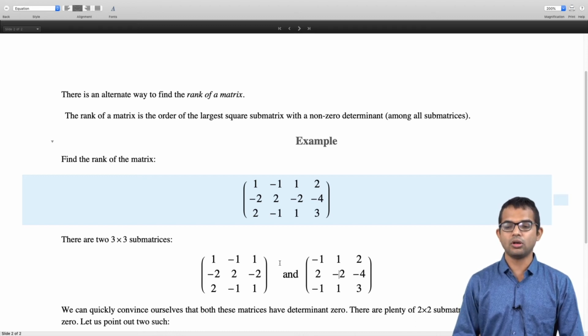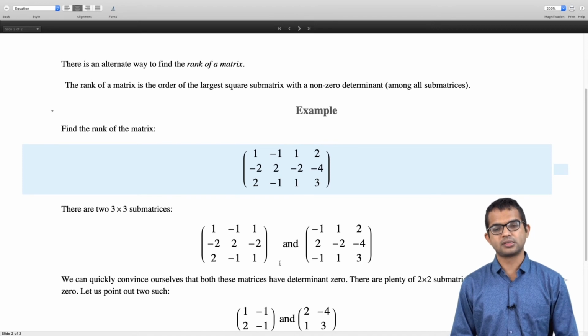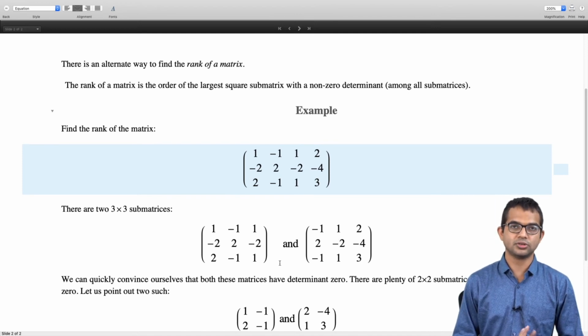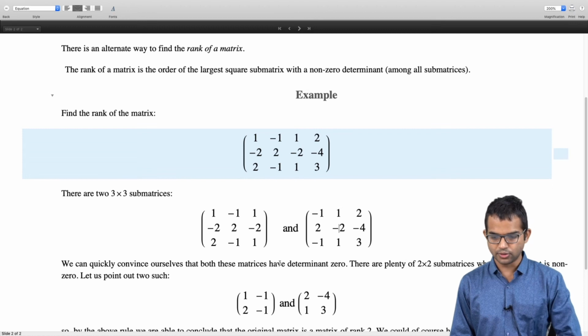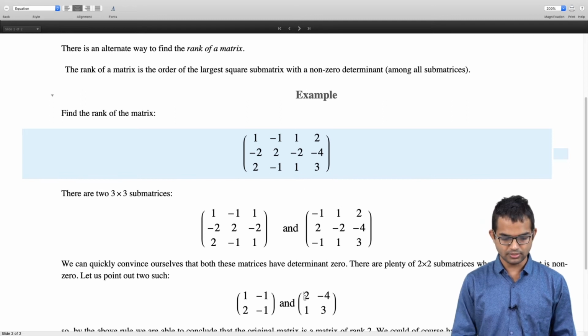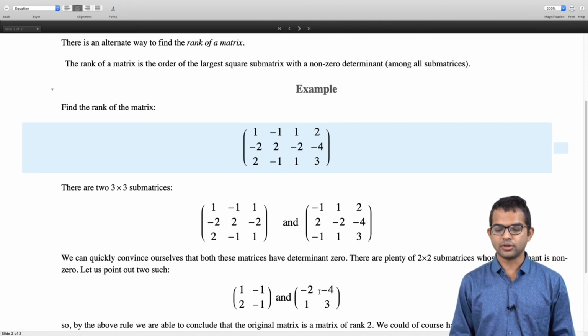I will look at all square submatrices of size 2 by 2. But I don't actually have to look at all of these. If I can find even one such 2 by 2 matrix whose determinant is non-zero, then I am done, because this matrix is then going to have rank 2, and that's the case here. So there is a minus 2, so minus 6.